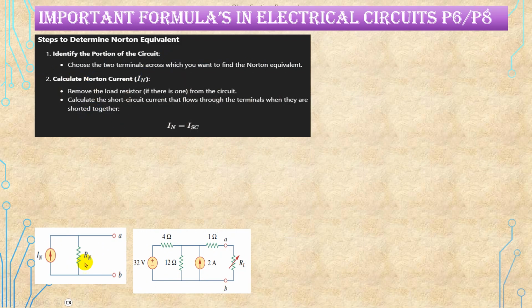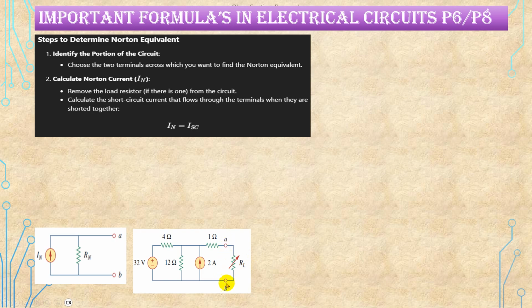Calculate the Norton current. First, how to calculate the Norton current? Remove the load resistance, if any. So we are removing this load resistance. Now we have to calculate the Norton current, so calculate the short circuit current. Previously, for finding the voltage across these two terminals in Thevenin's, we removed it and found the open circuit voltage.